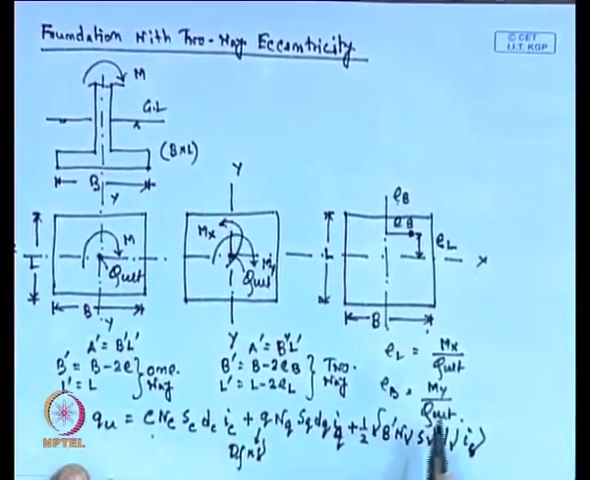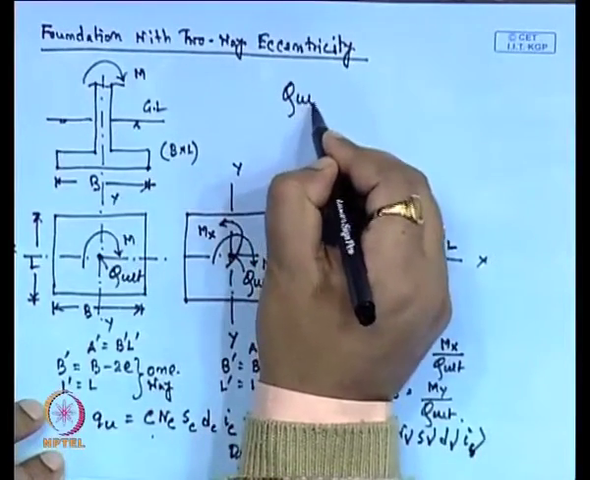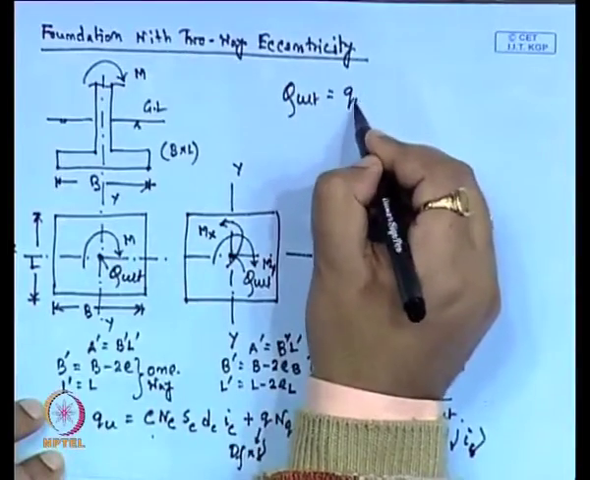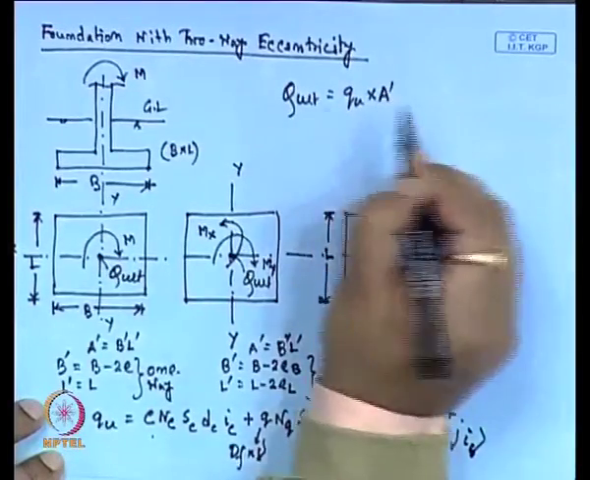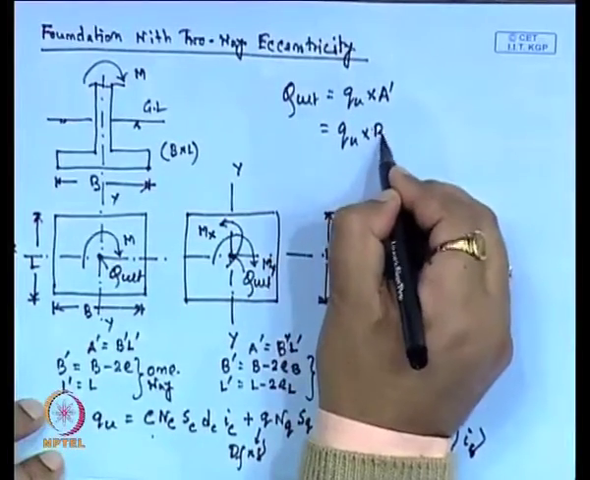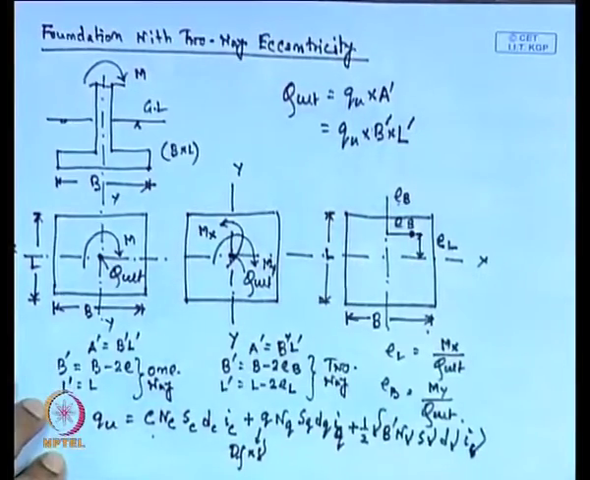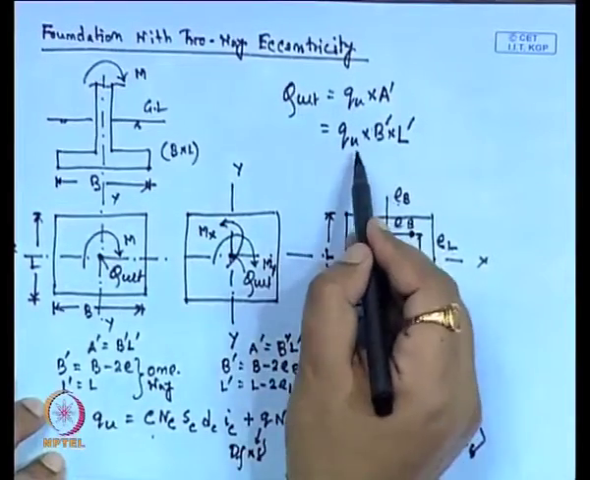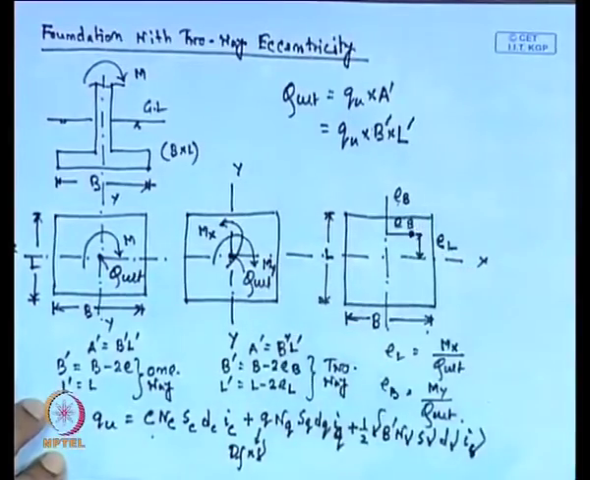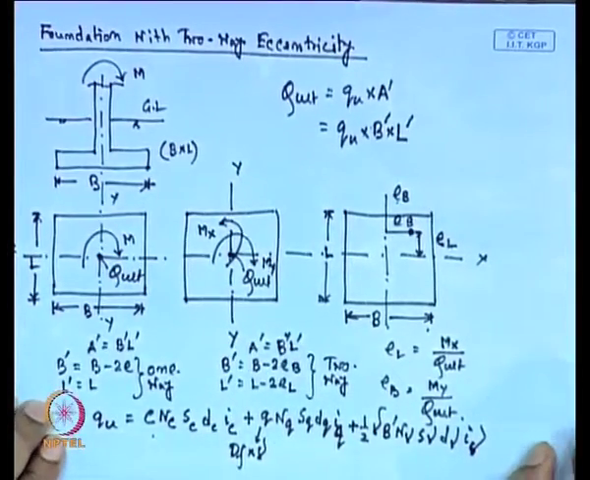So, finally, when we calculate the ultimate load, that means Q u into A dash, that will give us Q u into B dash into L dash. So, when you calculate this value, we will use B dash into L dash. So, this is two way eccentricity and then one way eccentricity. Now, I will discuss the various cases.